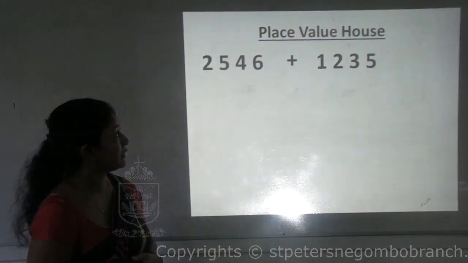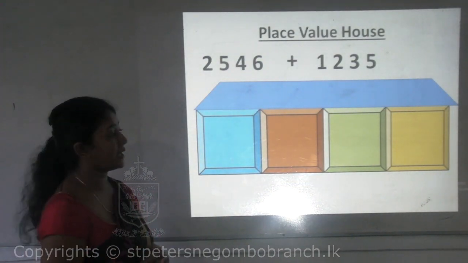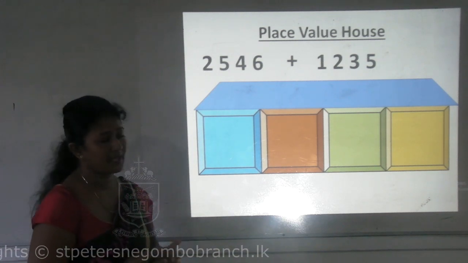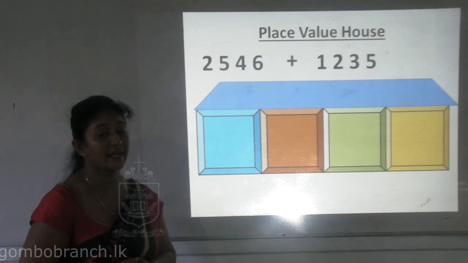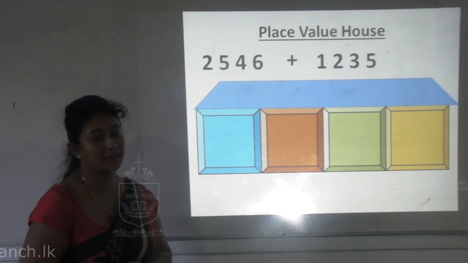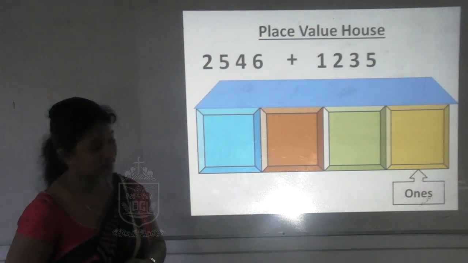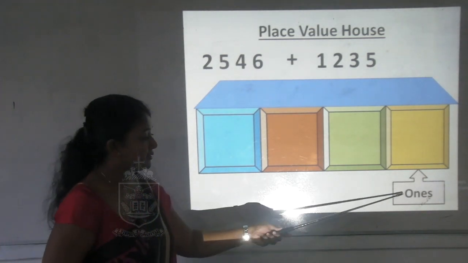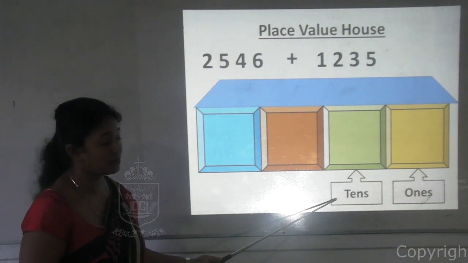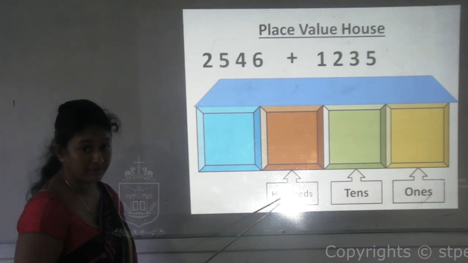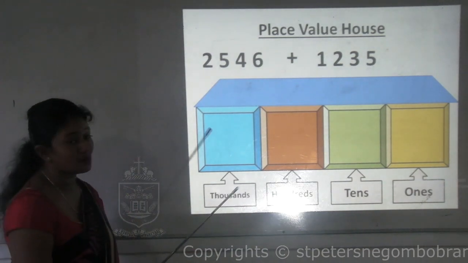Now, let me show my place value house. In my place value house, there are 4 rooms. You can see, in each room only one person can stay. Like that, when you are writing any number, only one digit you can keep in this room. So, we are starting to introduce each room. This room we call 1's, then we call this the 10's room, this is the 100's room and this is 1000's. So, these are the places of a number.